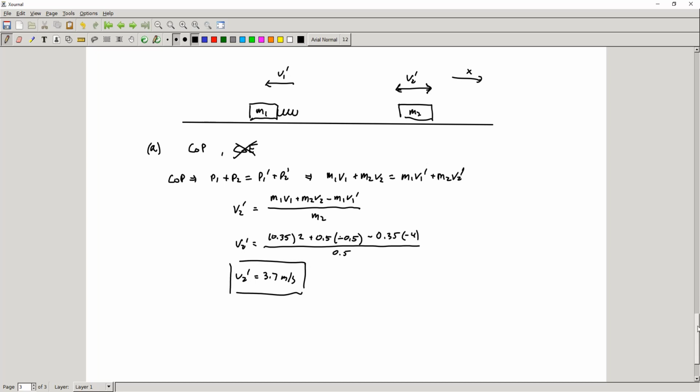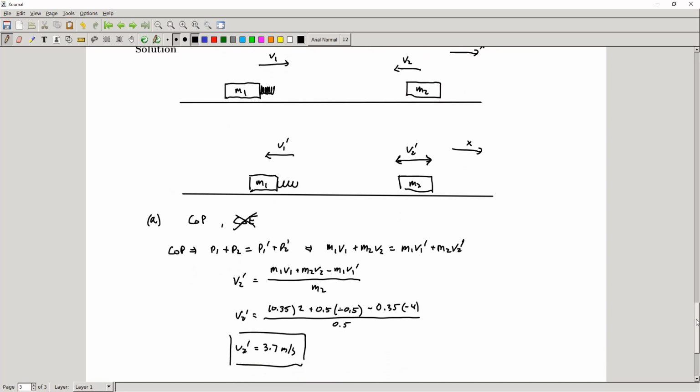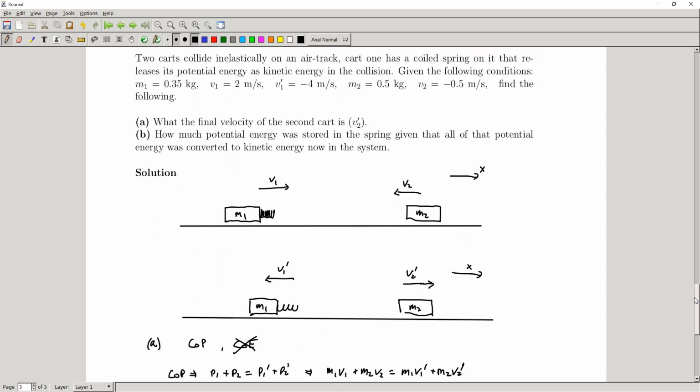And let's take a look at what that means in our diagram. So these objects will collide, and V2 prime equal 3.7 meters per second means that our V2 is actually pointing in this direction. And so mass 2 heads off to the right, okay? And so that's good. Let's take a look at how much potential energy was stored in the spring, given that all of the potential energy was converted to kinetic energy, okay?